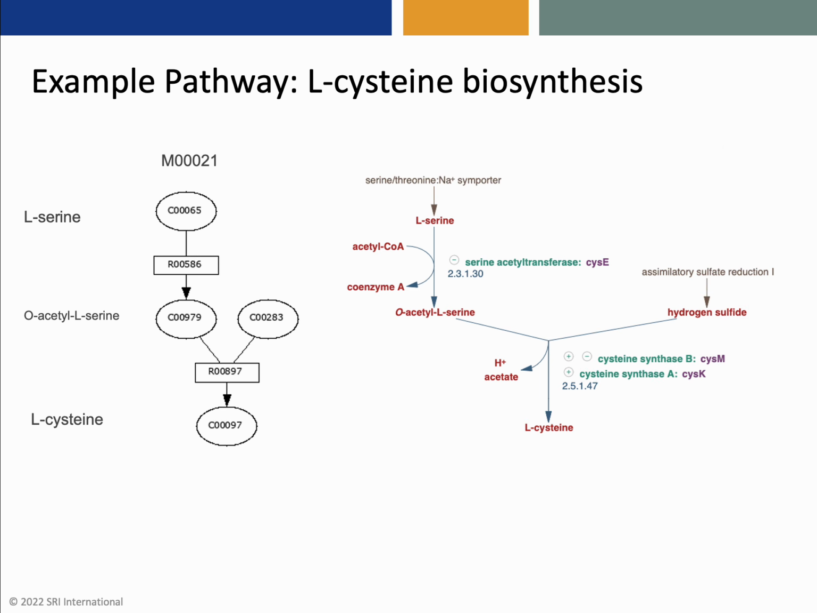They can be bigger than this. Here's an example of the same pathway for cysteine biosynthesis found in both KEGG on the left and BioCyc on the right. So these are highly comparable pathways. Some of these pathways will be significantly larger. They could be up to 10 reactions or 15 reactions, sometimes more.